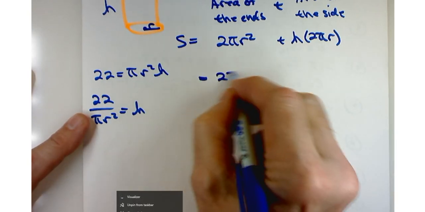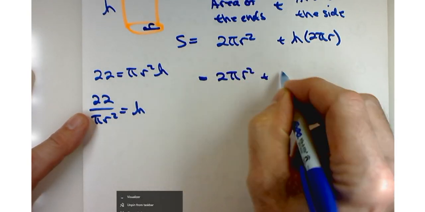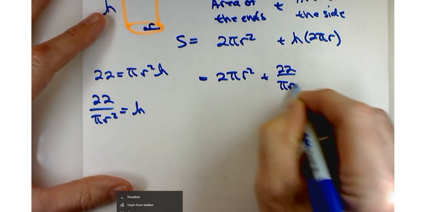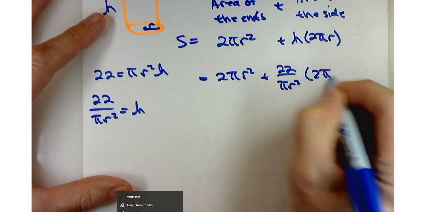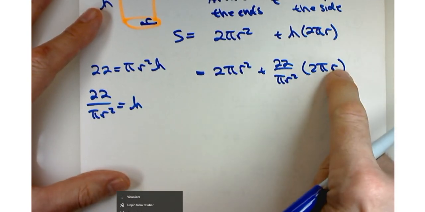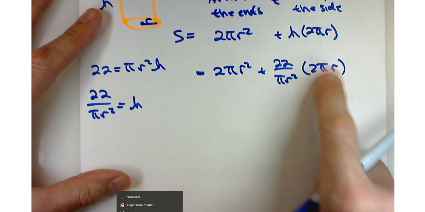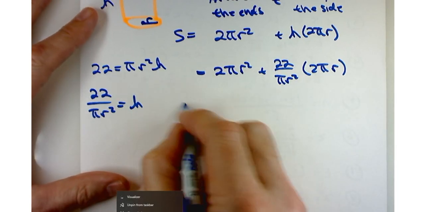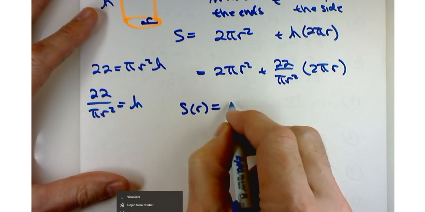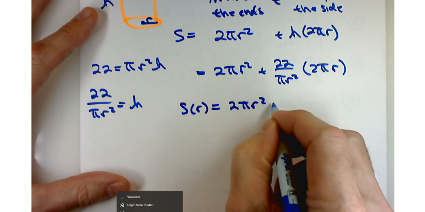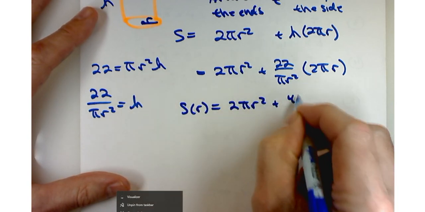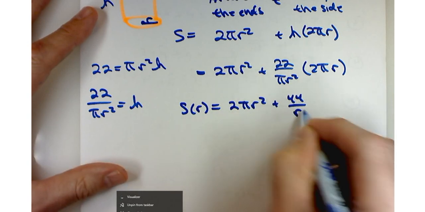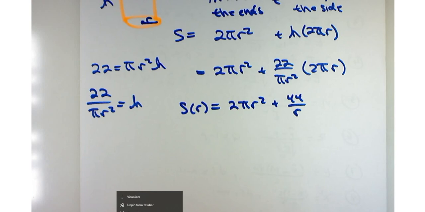It's going to be 2 pi r squared plus 22 over pi r squared times 2 pi r. One of those r's is going to cancel. The pi is going to cancel. The 2 is going to be multiplied by the 22. Finally, get out the oxygen bottle. I can finally give myself a nice little formula, 44 over r. Whew.